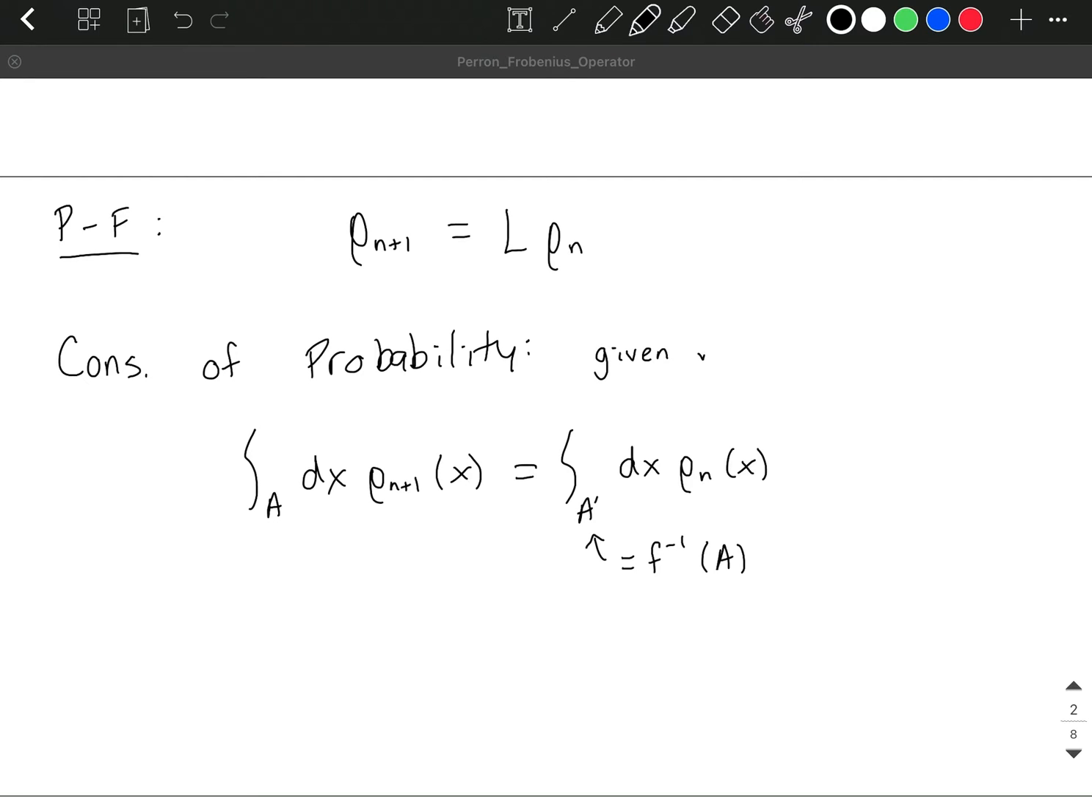is F. And so to state this in a different way, all of the points in A prime are mapped onto A after one iteration step. Or to use the terminology of the field, A prime is the pre-image of A.